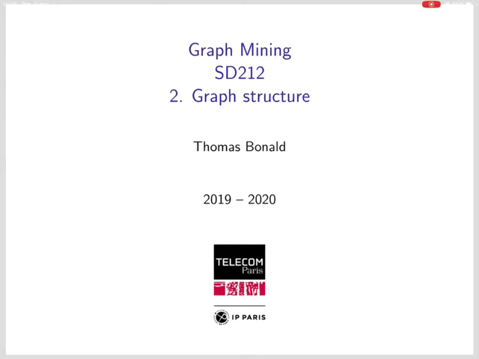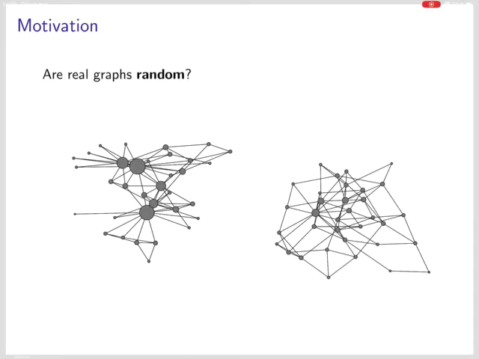So today we'll talk about the structure of real graphs. The basic question we'll address is the following. Are real graphs purely random? So here you have two examples. On the left you have the Karate Club, which is a real graph, and on the right you have a similar graph, the same number of nodes, the same average degree, but this one is purely random.